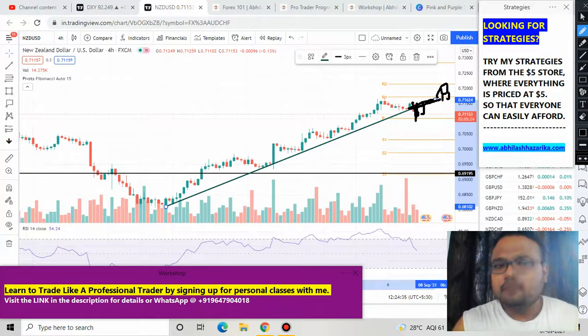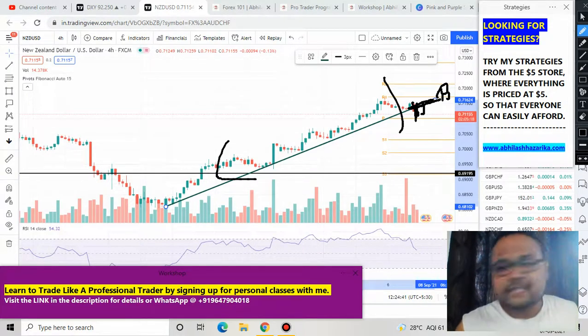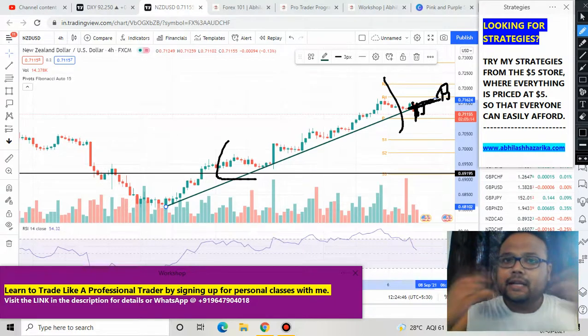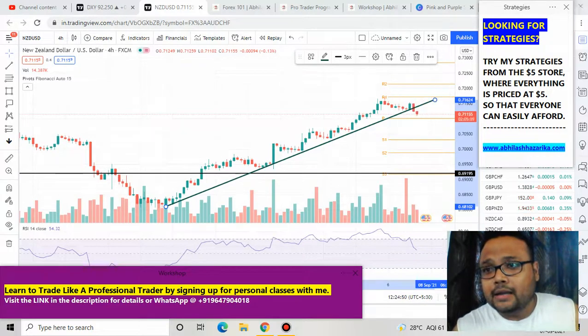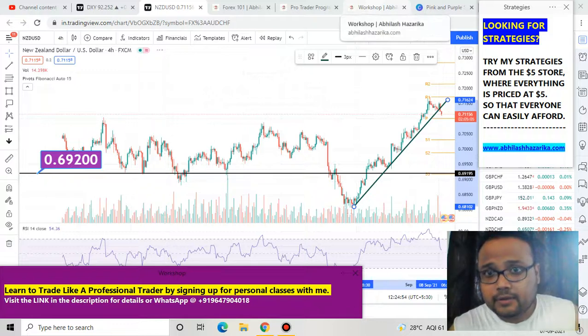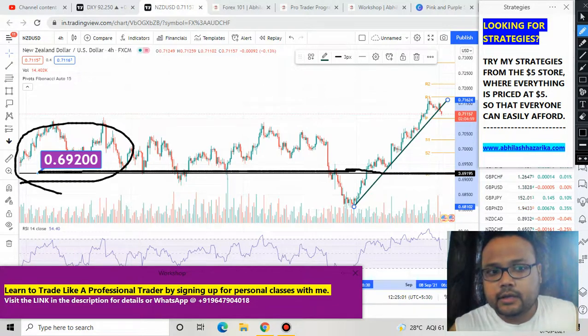Generally I do not recommend shorting the market if the market is in an uptrend, because I prefer to take trades along with the trend. But if the dollar starts going up all of a sudden, then definitely you can short the market. Just keep in mind that the market has a support. NZD USD has a support at this particular level, 0.6920. In case you sell also, this will be your take profit target.